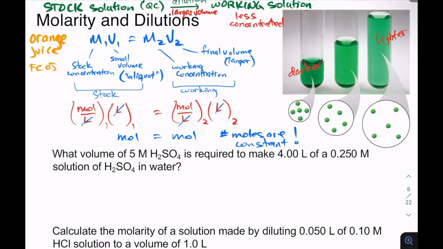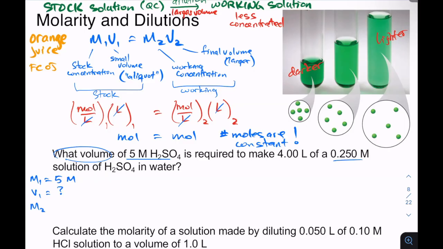So let's just take a look at what we have. Which one is the concentrated stock concentration? Is it 5 molar or 0.250 molar? Which is the stock? The stock is 5 molar, right? The more concentrated is the stock solution. Now, let's write this down. M1 is going to be 5 molar, and V1 is equal to what? Well, that's what we're asked for. What volume of the stock? So this is our unknown. I'll just put a question mark there. We're going to solve for V1.